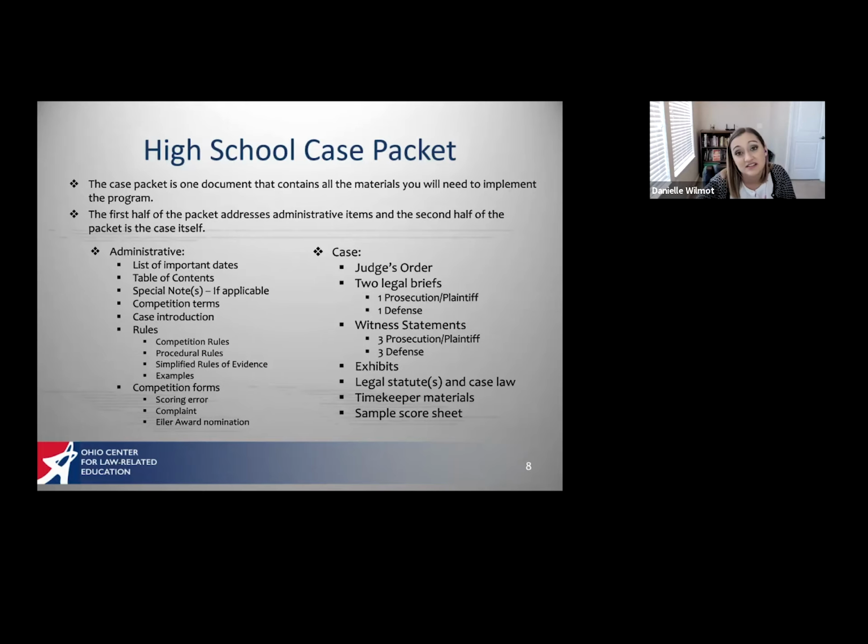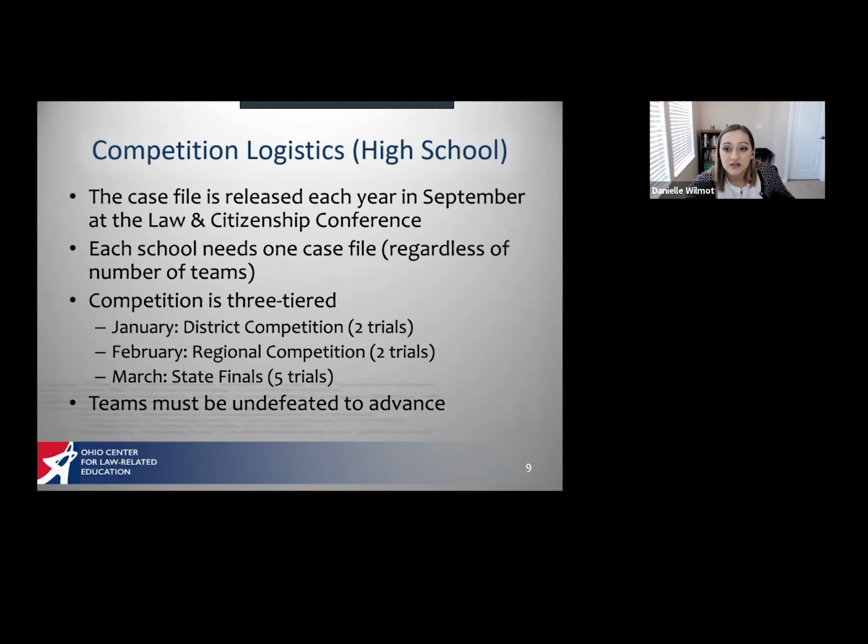It's perfectly acceptable and really makes sense to break the case packet down into smaller chunks. And one of our later videos will talk about what's an efficient way to organize and do that. So moving on from the case packet, let's talk about some competition logistics.